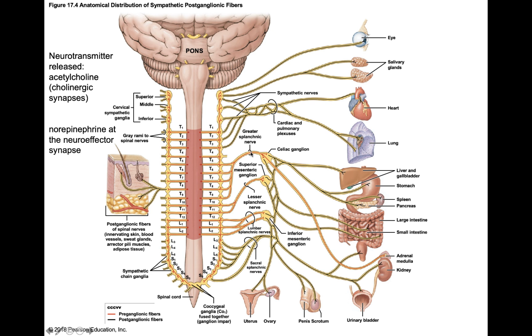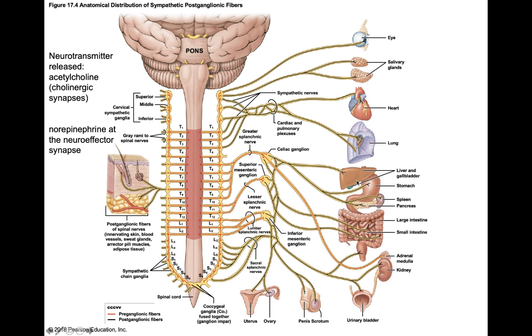So the action potential travels through the preganglion, and it's going to release a neurotransmitter called acetylcholine. This is known as cholinergic because the neurotransmitter is acetylcholine. Now that neurotransmitter is going to send another action potential down. So the release of the neurotransmitter sends an action potential down the postganglion neuron.